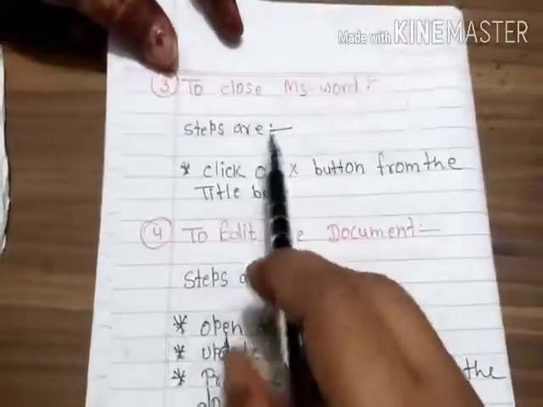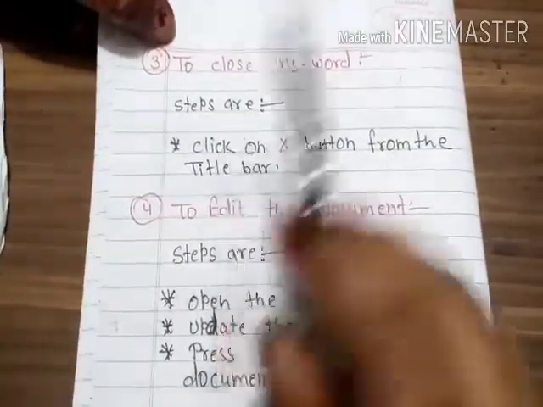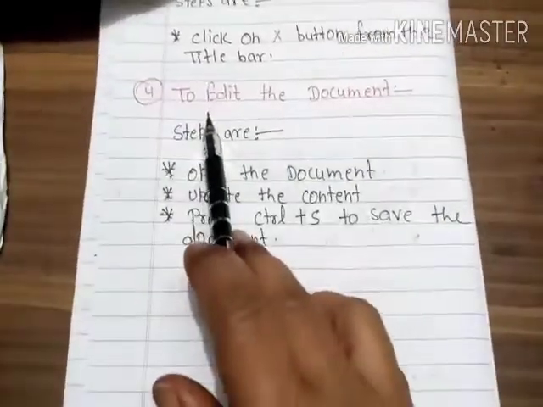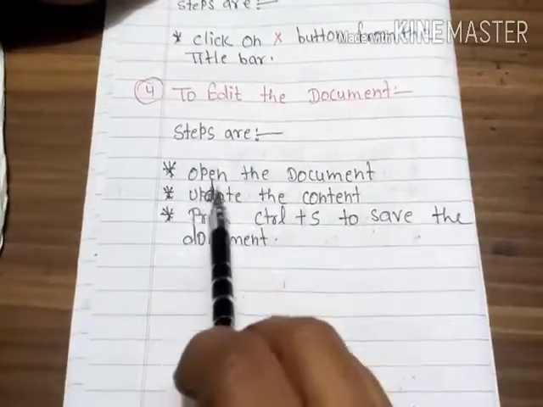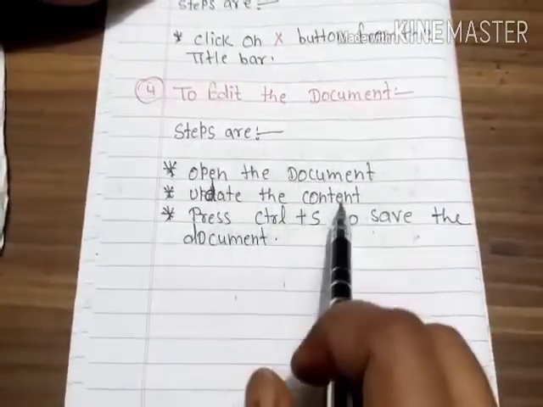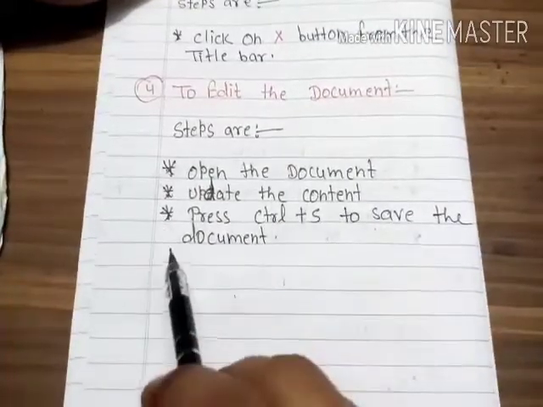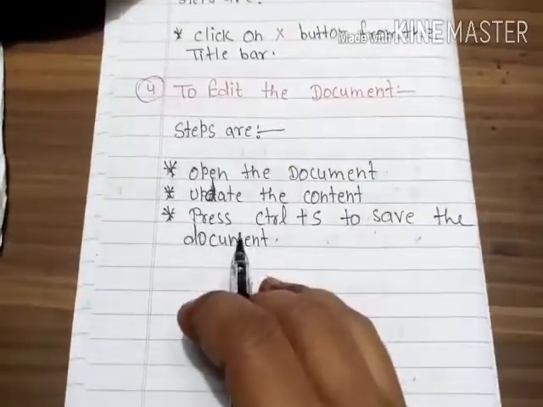The next one is number 3, to close MS Word. The steps are: click on cross button from the title bar. Your MS Word is going to be closed. The last one is to edit the document. Steps are: open the document, update the content, press Ctrl+S to save the document. So these are the question answers which you have to write in your copy so that you can learn it for your exam.